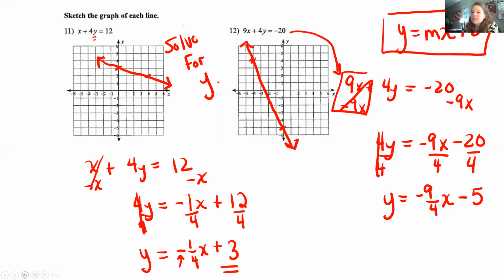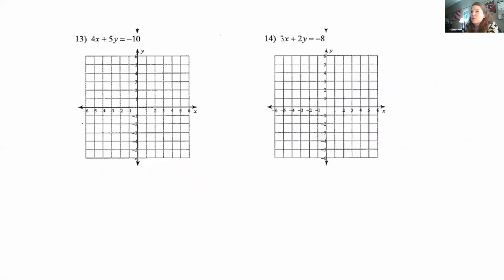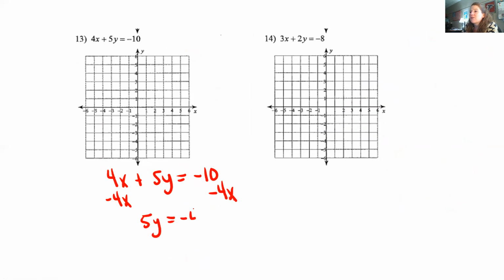How'd you guys do? All right, we got 2 more. We're going to solve for y. So we're going to get rid of positive 4x by subtracting 4x from both sides. Then we have 5y is equal to negative 4x minus 10. Then I'm going to divide every single term by 5. So we end up with negative 4/5 x. Negative 10 divided by 5 is negative 2.